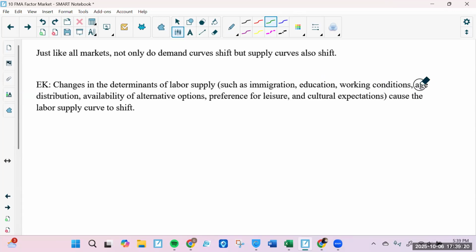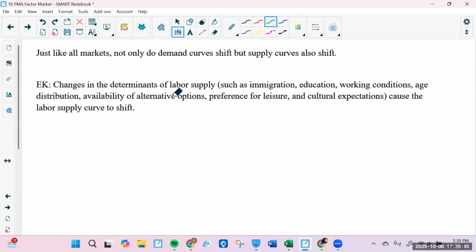Age distribution: when there's a bunch of young people, then the supply curve tends to shift to the right for minimum wage type jobs. When I say minimum wage type jobs, I just mean jobs that high school kids could and would take, right? If you have mainly older people, then the supply curve for all jobs pretty much shifts to the left, because older people are retiring, so there's less workers.